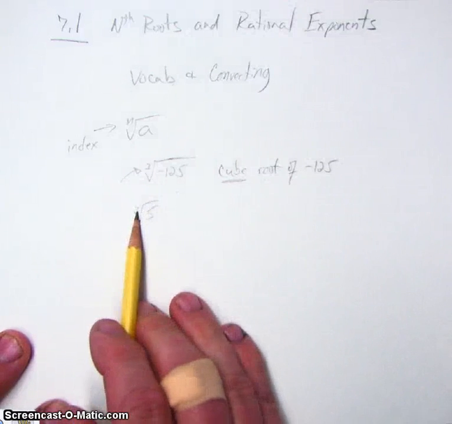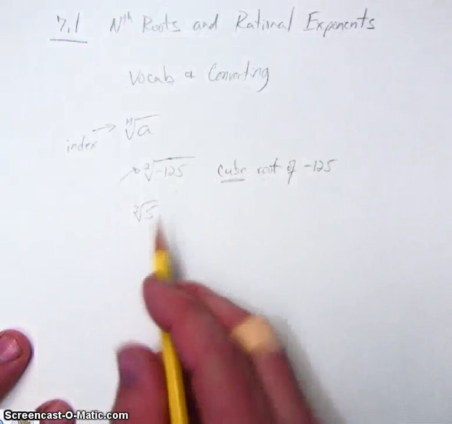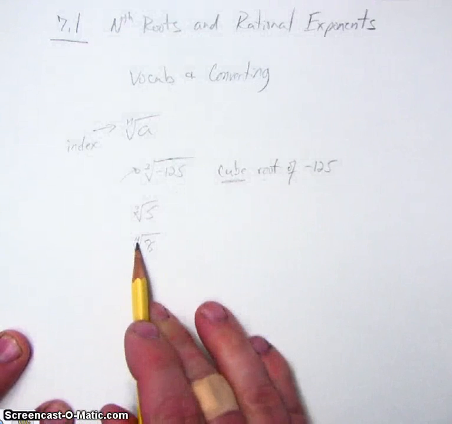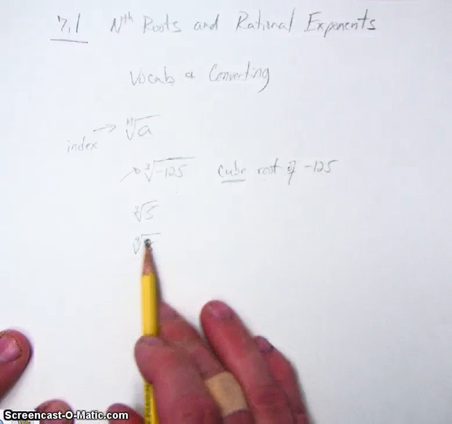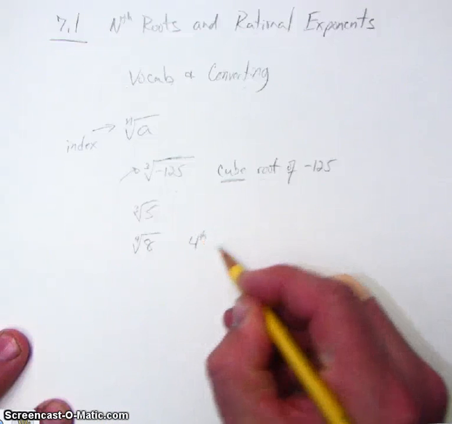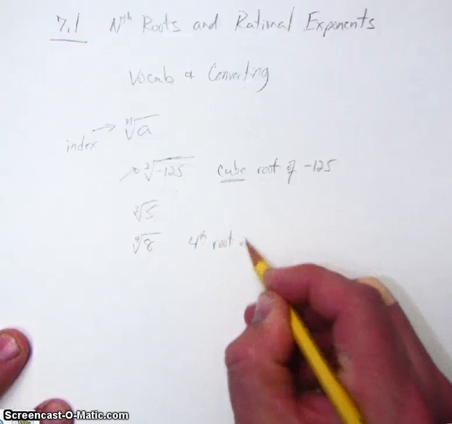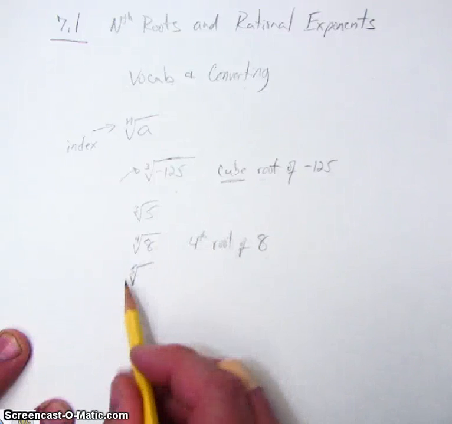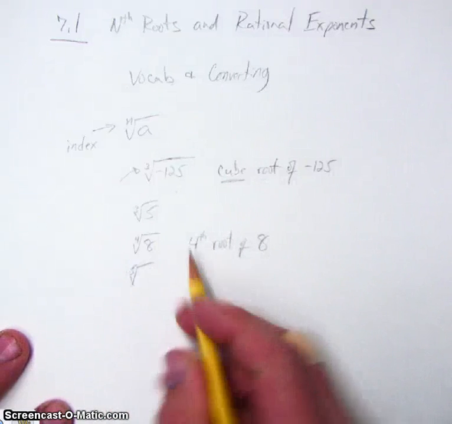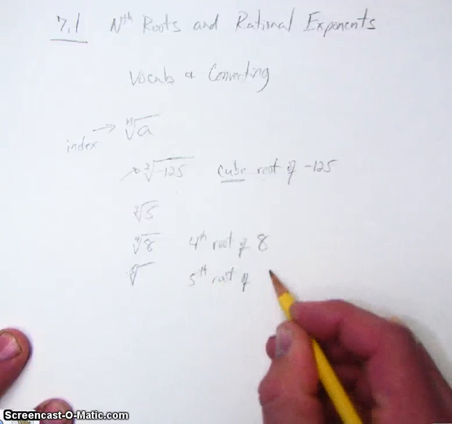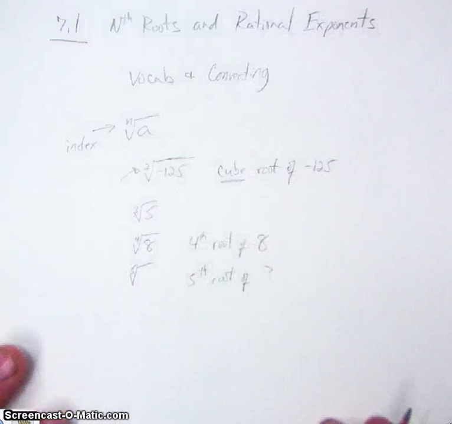Okay. So if I had, right, the index will be 3. This is saying the cube root of 5. The index here is 4, so this is the fourth root of 8. The index is 5, so that's the fifth root. So this is the fifth root of, whatever that will be.